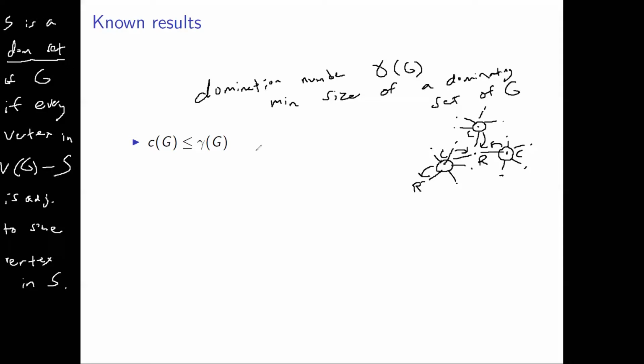So we can see immediately the cop number of G is at most the domination number of G, and that's because given any dominating set, we can just place cops on each of the vertices in that dominating set, and that gives us an initial position for the cops at which they can capture the robber on the first turn of the game.